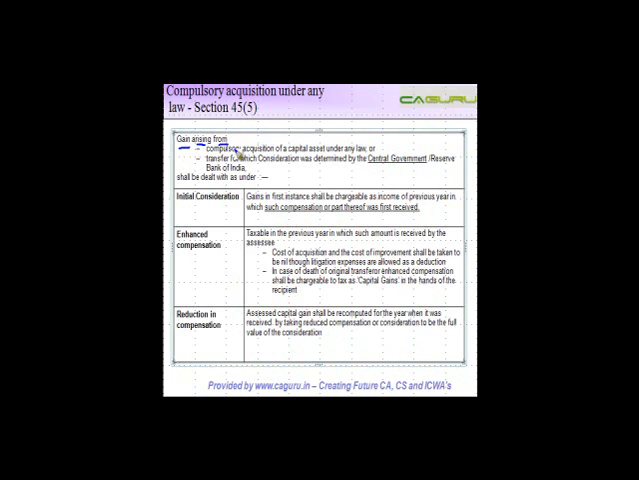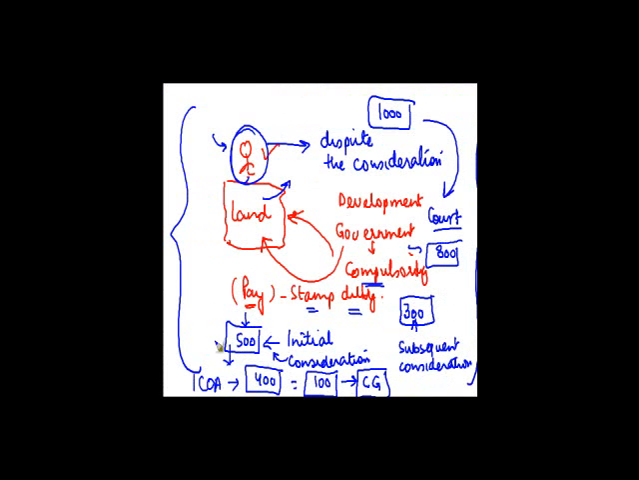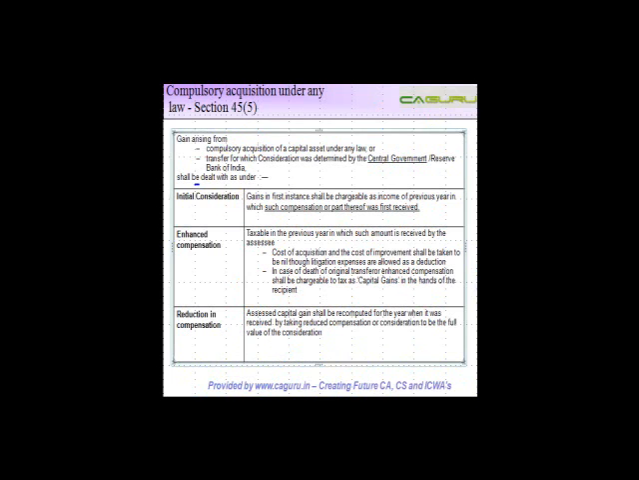Gain arising from compulsory acquisition of a capital asset. So there was a compulsory acquisition of land under any law, or a transfer for which consideration was determined by the central government or the Reserve Bank of India. So basically there's a compulsory acquisition or the consideration is determined by the central government or the Reserve Bank of India, and the person who's selling makes a profit. So 500 he gets, 400 was his cost of acquisition, he makes a profit of 100 rupees, right? Shall be dealt with as under.